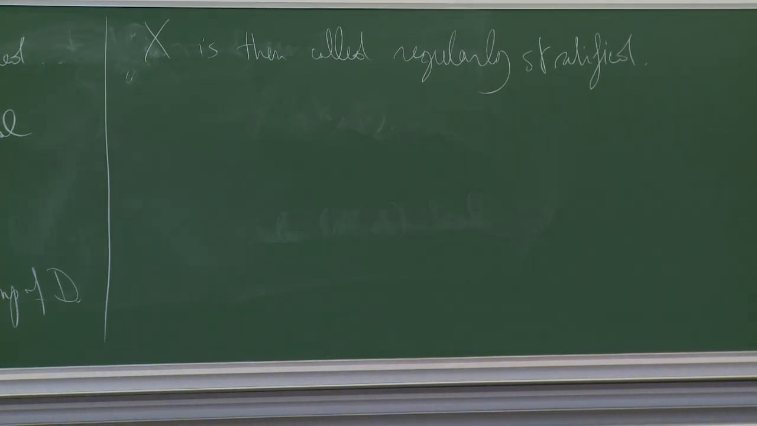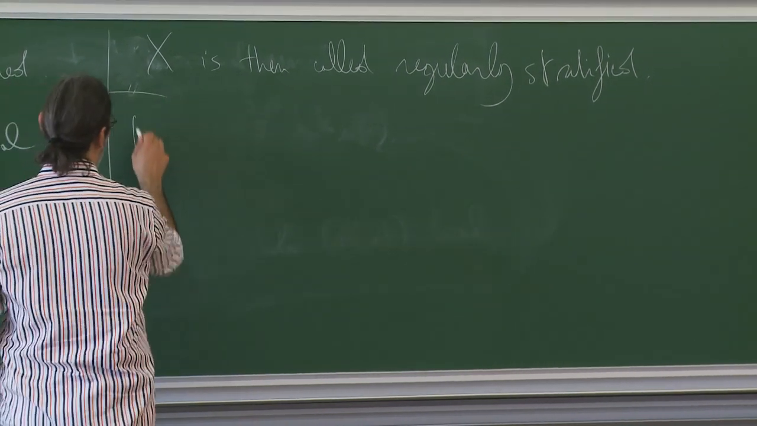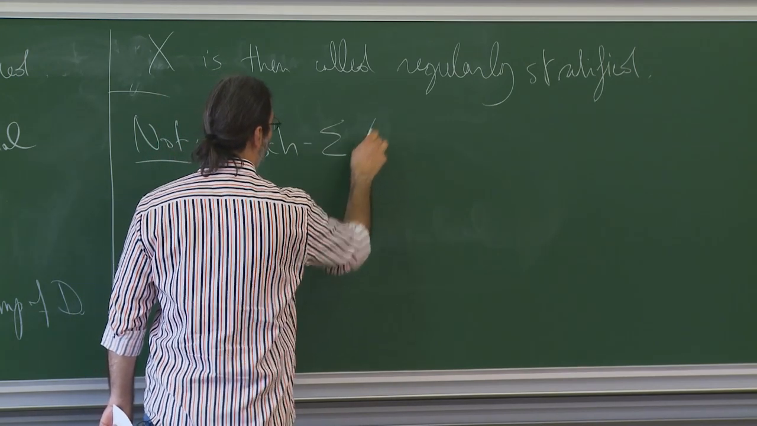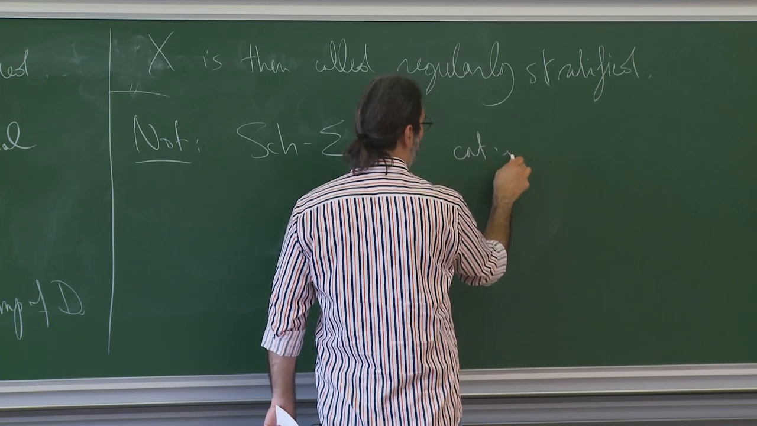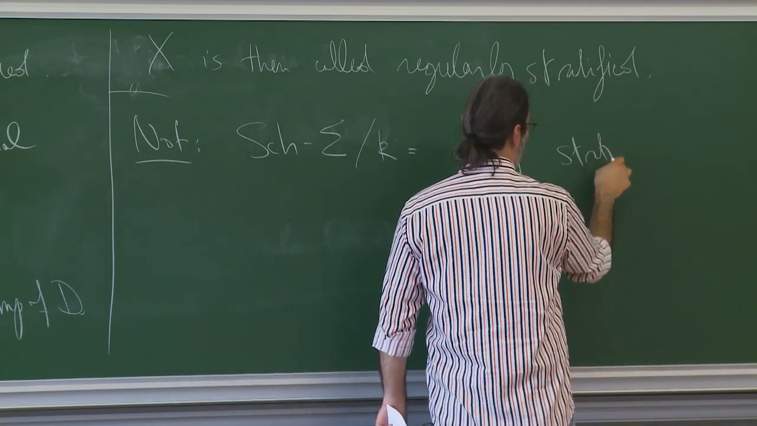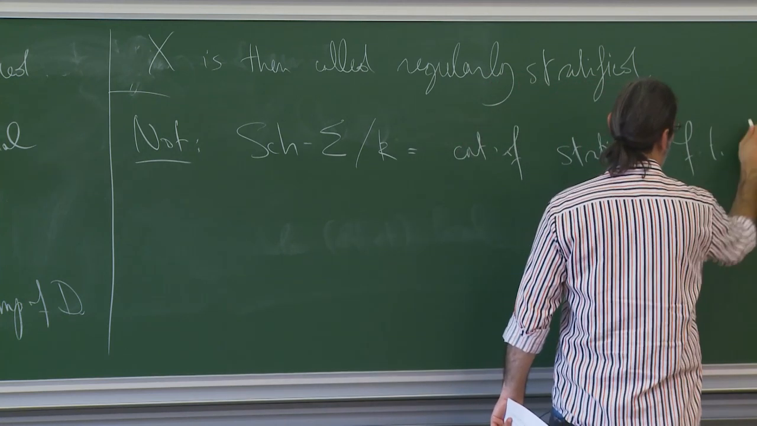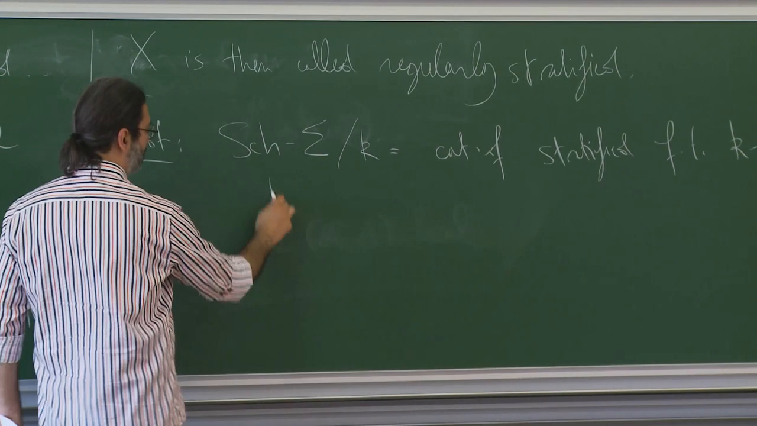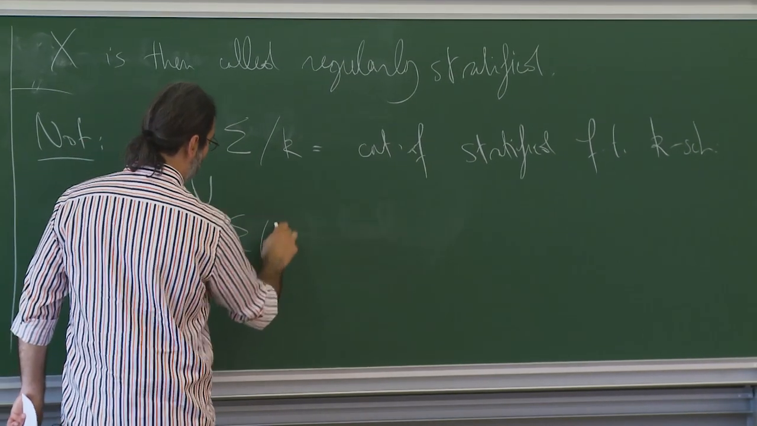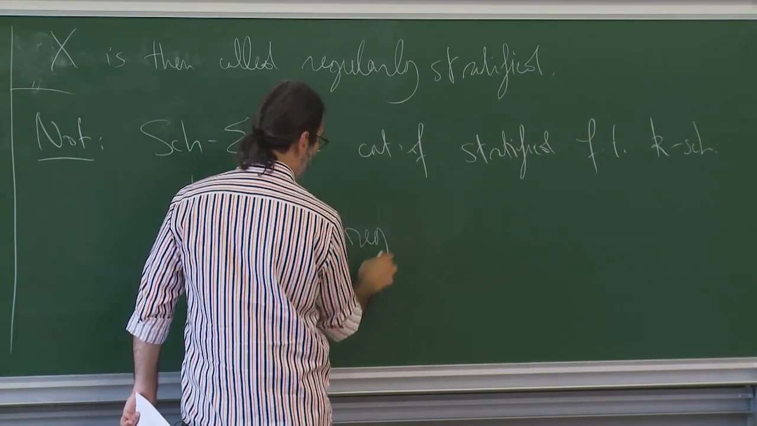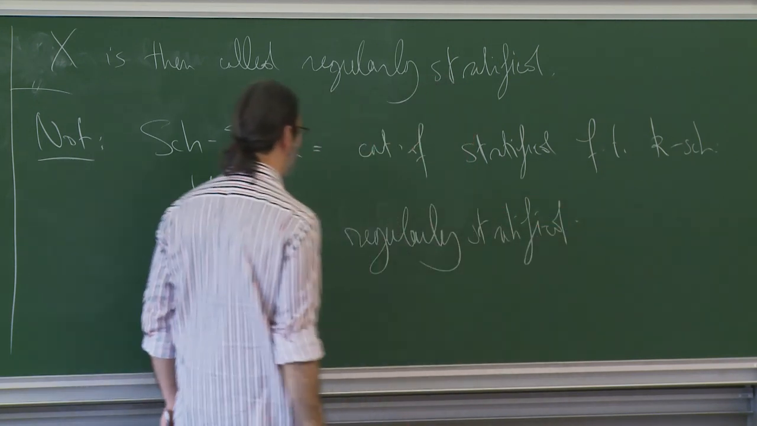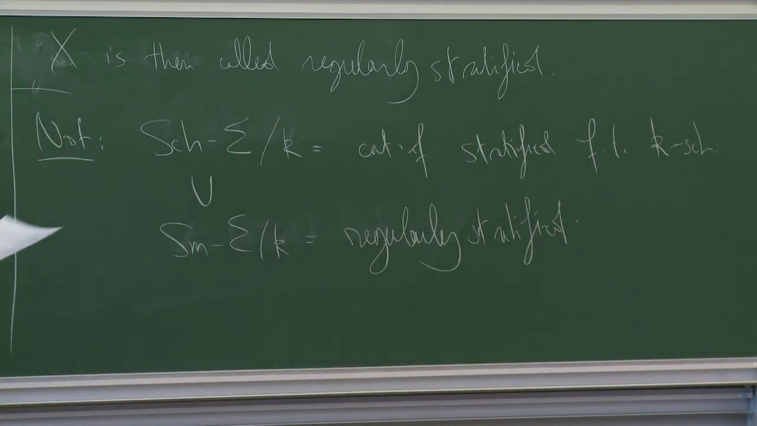All right, so let me now do some notation. I'll denote by Sch^Σ_k the category of stratified finite type k schemes, where morphisms are stratified morphisms. And inside here, I look at those which are regularly stratified. So I have these two categories. Sigma is for stratification, and k is my ground field.